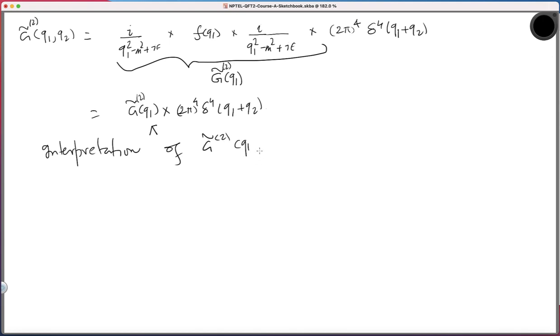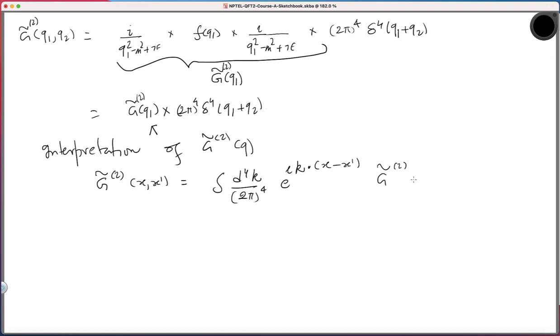Or instead of q, I'll just write q, because I'm doing it in general. So g tilde 2 of x, x prime is, I'm doing a Fourier transform but with only one variable. So this is what defines g tilde 2.